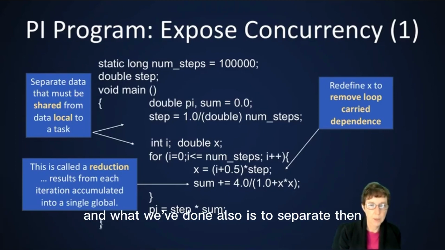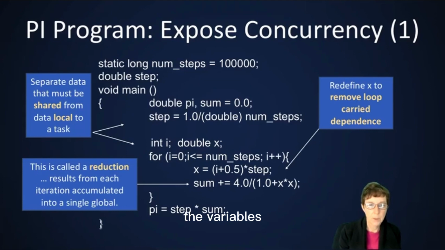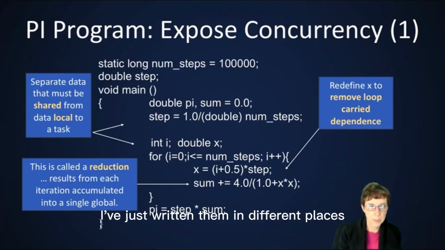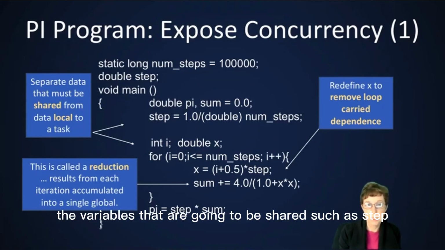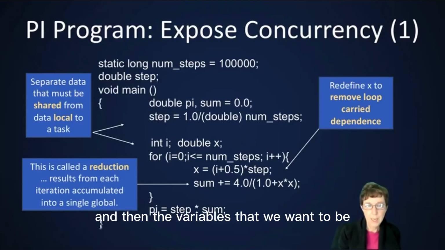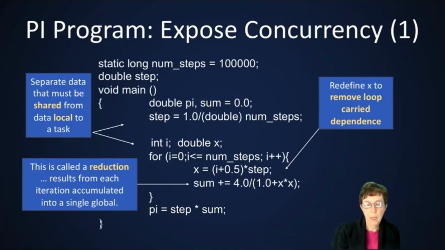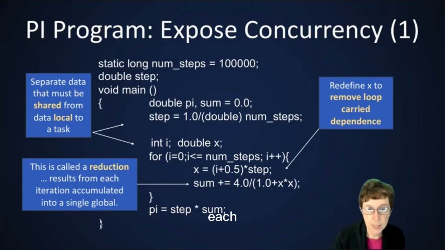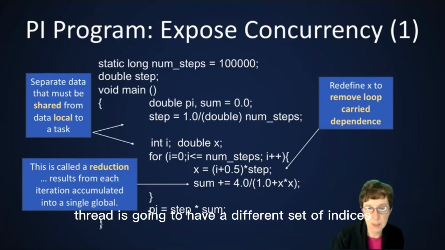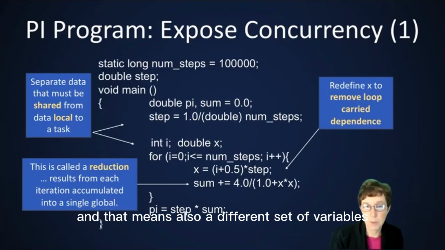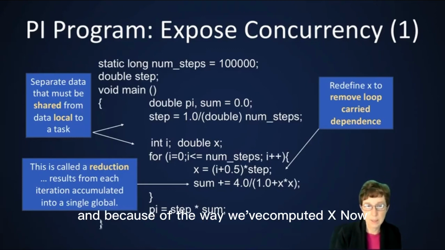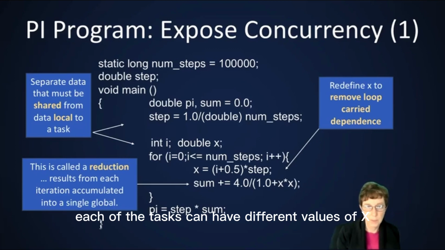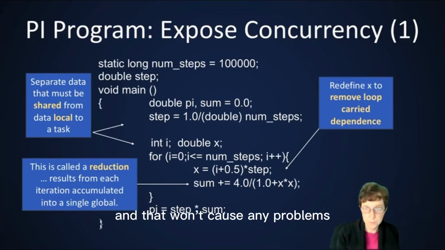What we've also done is separate the variables; I've just written them in different places. There are the variables that are going to be shared, such as step, which isn't going to change throughout. And then there are the variables that we want to be local to a particular thread. So i is the loop index, which, as I said, as we parallelize this loop, each thread is going to have a different set of indices, and that means also a different set of variables. And because of the way we've computed x now, each of the tasks can have different values of x, and that won't cause any problems.